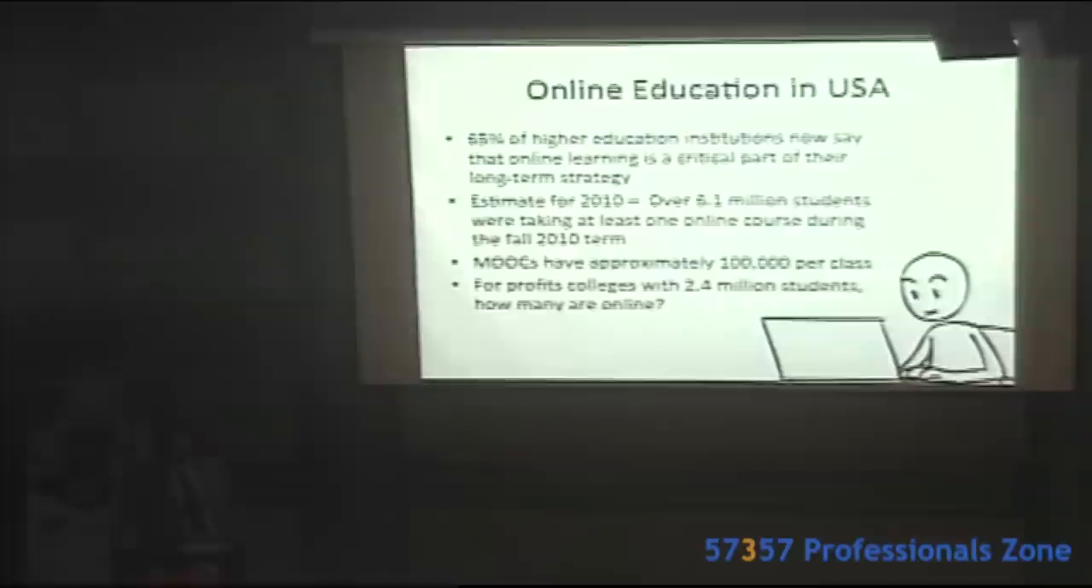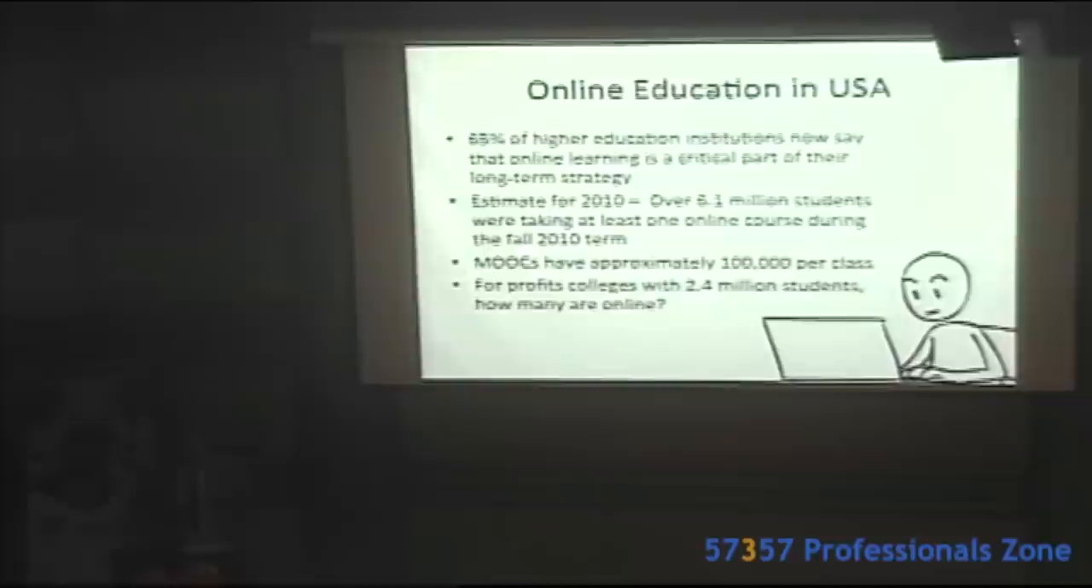What's happened in the United States is there's MOOCs. How many of you have taken a MOOC before? Heard of a MOOC? One person. So a MOOC is a massively open online course. Coursera is one of the big providers of MOOCs. They're taught by professors from all over the world, a lot of them from the United States. And what happens is in a MOOC, you have about 100,000 students from all over the world that take that class at the same time.